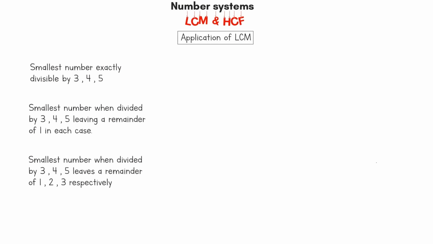The first question with the application of LCM is this: smallest number that is exactly divisible by 3, 4 and 5. Which is that number? Think about it. It needs to be the smallest and divisible by 3, 4, 5, which means I am talking about LCM now. So what is the LCM of 3, 4 and 5? 5 into 4, 20, into 3, 60. 60 is my number. 60 is the smallest number which will be divisible by 3, 4 and 5. In short, I asked you the LCM of these 3 numbers.